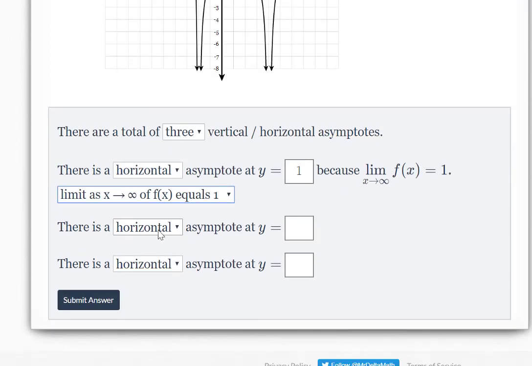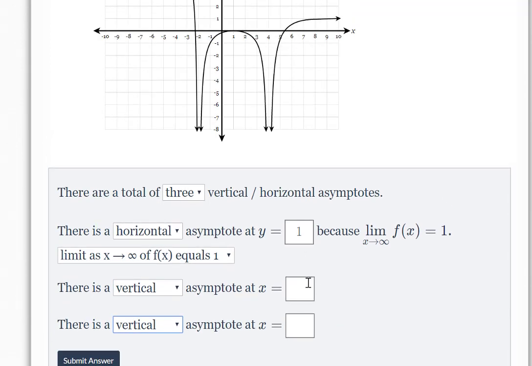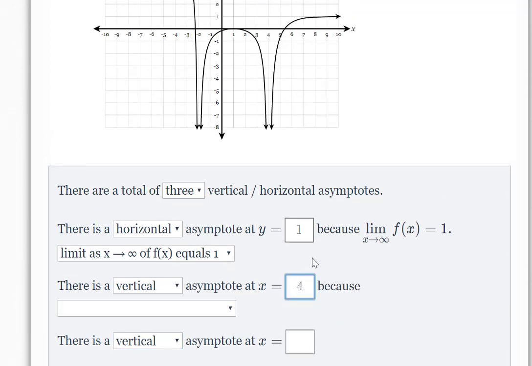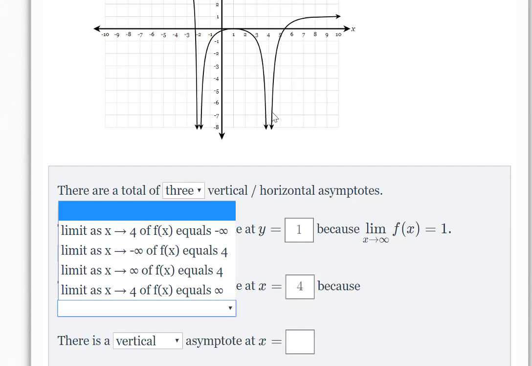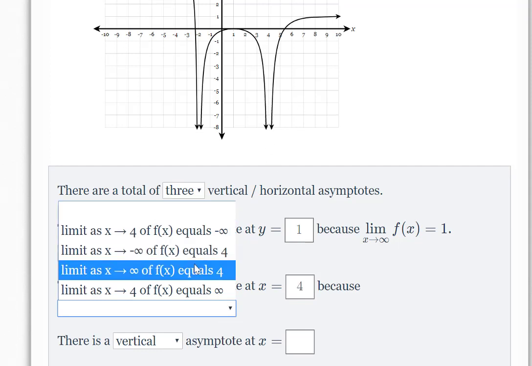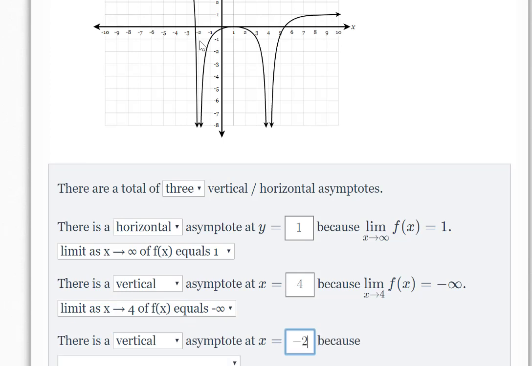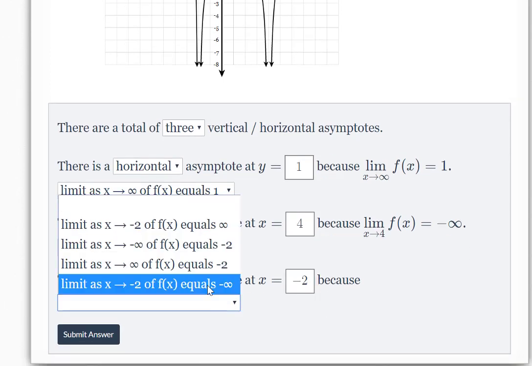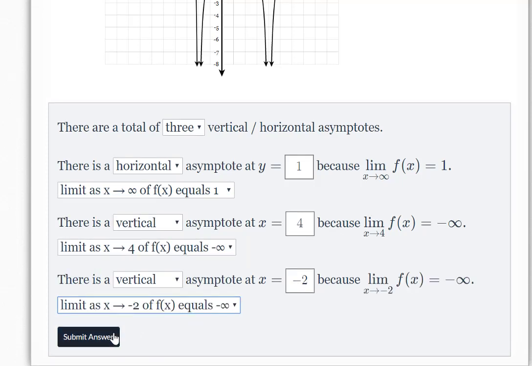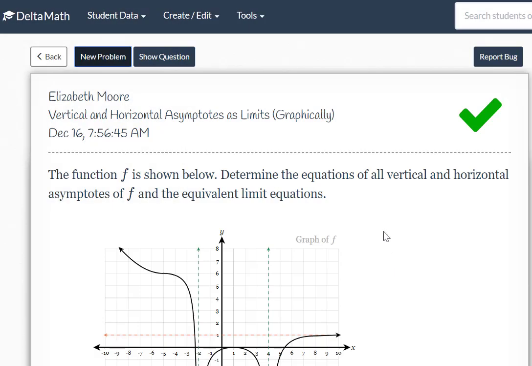And then we have 2 vertical asymptotes. So let's click both of these to vertical. One of them is at x equals 4. And both of these are going down to the negative infinity. And we switch this to vertical already. This one is at x equals -2 here. And again, it is going to negative infinity. So we can submit this answer.